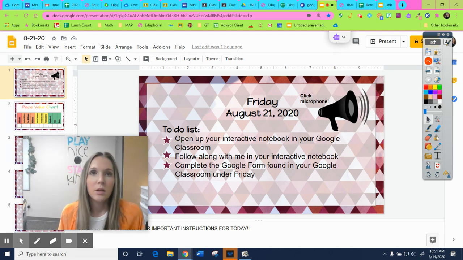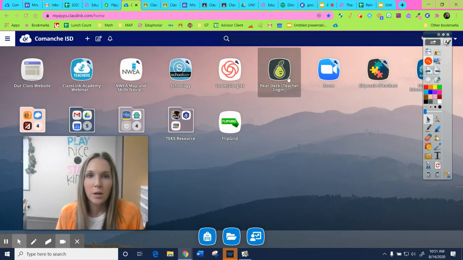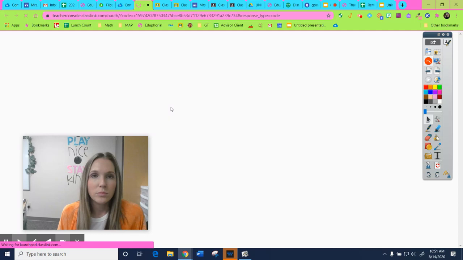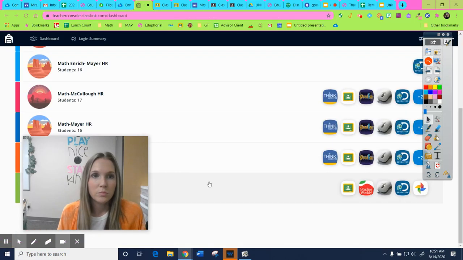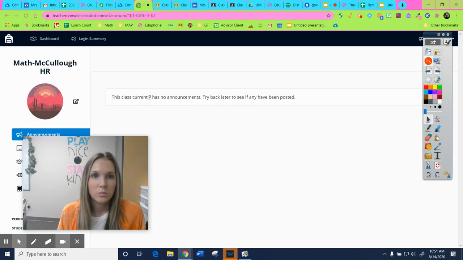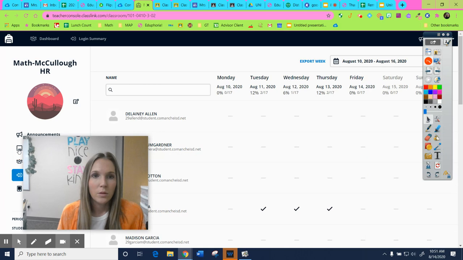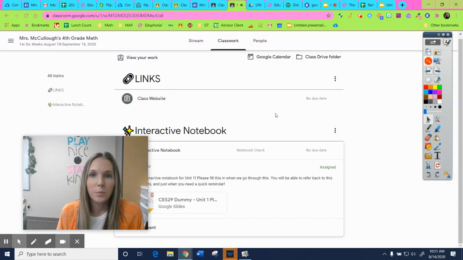So remember, before you go into anything, you need to go into your class link. Okay, you know what yours looks like by now. Mine looks a little bit different than yours. You're going to go into your backpack. You're going to go into our classroom. My computer will load. I want you to go to your Google Classroom, okay? It's going to take you into your classroom.